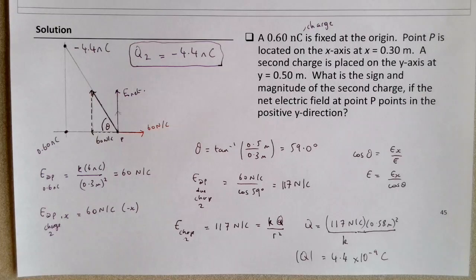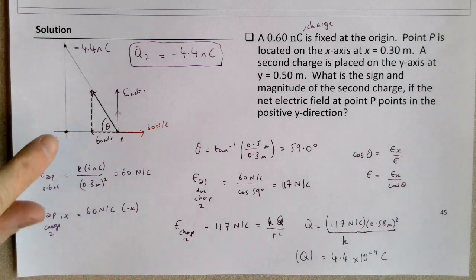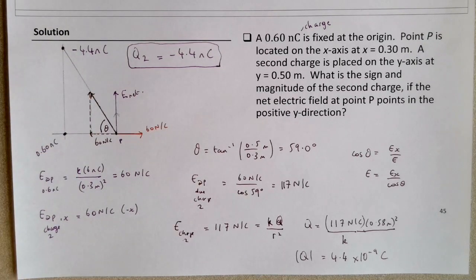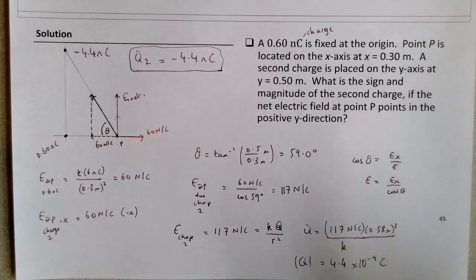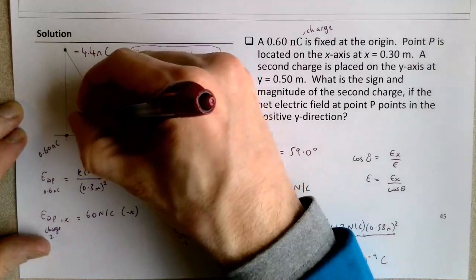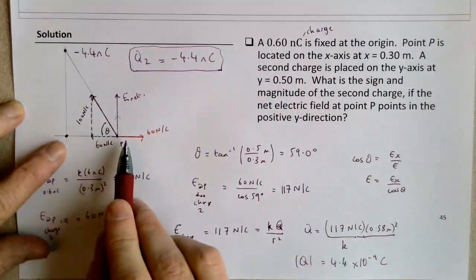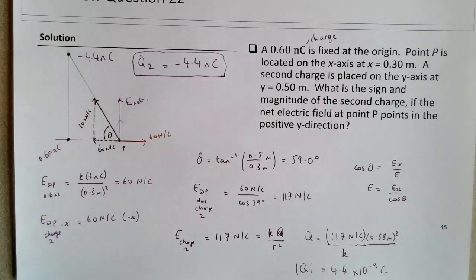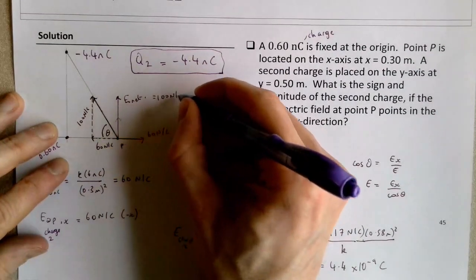I think that should address all of the questions. In this context, the net field will point upward, and it will be equal to the magnitude of the y component of charge 2. If you're curious what that is, again using similar triangles, this is 60, this has to be 100. We go from 0.3 to 0.5, which is the same ratio as going from 60 to 100. So the E net will be 100 newtons per coulomb in the positive y direction.